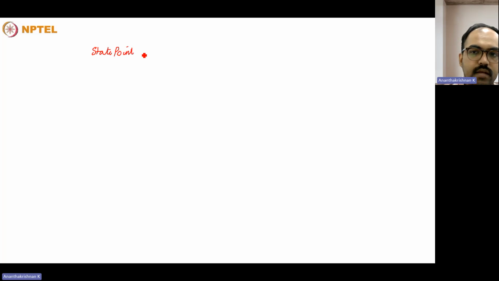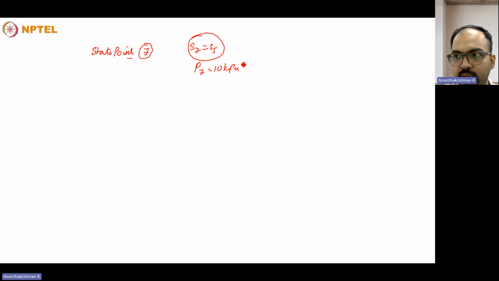Will be the exit condition of the turbine. So S7 will be same as that of S5. It's an ideal regenerative Rankine cycle, so it's an isentropic process. S7 will be same as S5, and we know that the pressure will be 10 kilopascal. So it might be inside the vapor dome. So we have to find the quality.